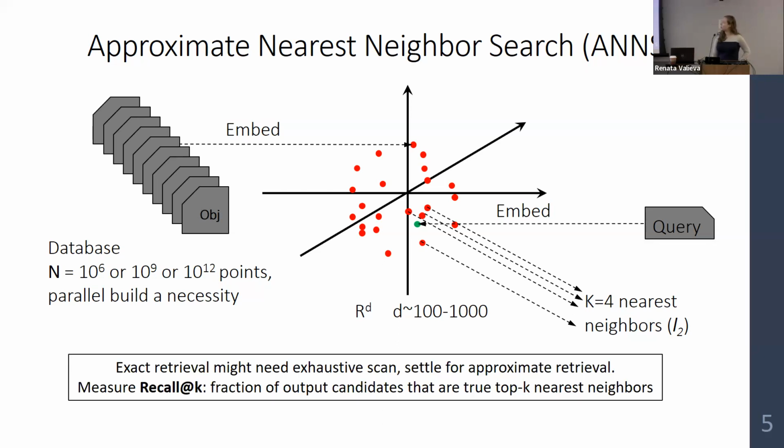So furthermore, finding the exact nearest neighbors here might require an exhaustive scan. There's no known subquadratic algorithm for the general case of nearest neighbor search. So we settle for approximate nearest neighbor search.